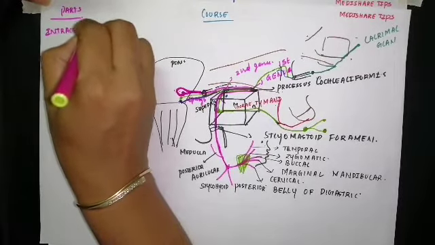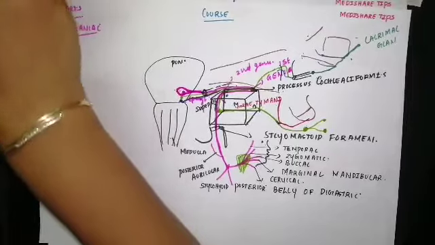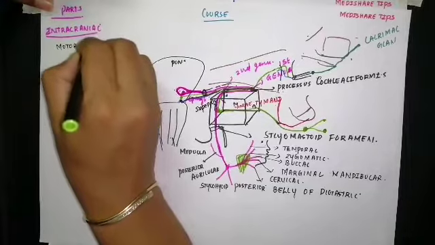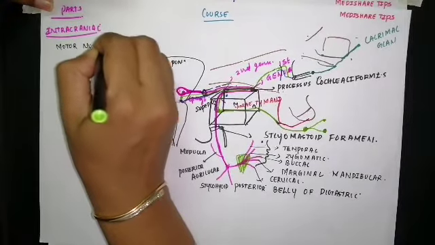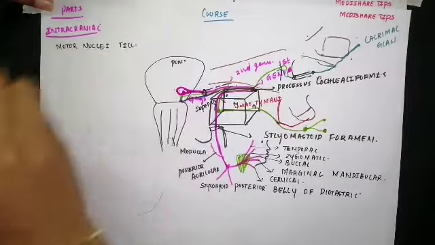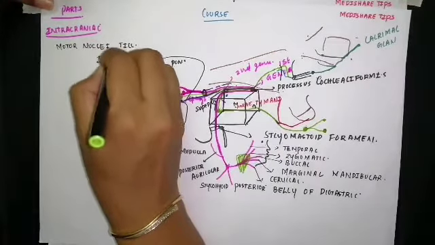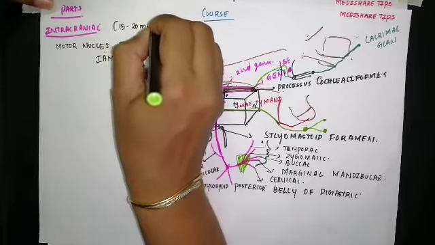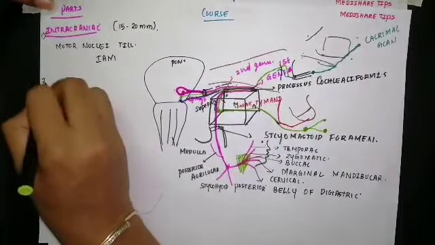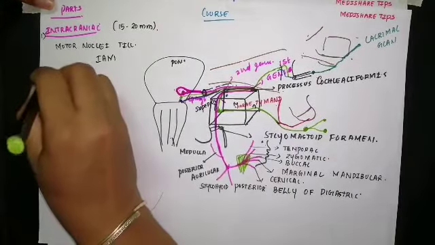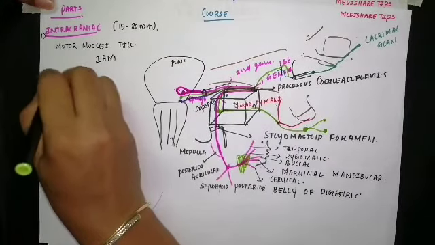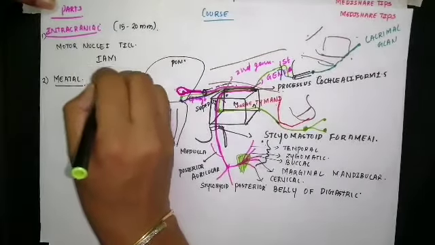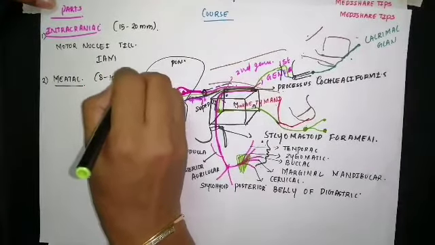So the intracranial part starts from the motor nuclei till the internal acoustic meatus. That length is approximately 15 to 20 millimeter. Next, it enters the internal acoustic meatus. That part is known as the meatal part or intrameatal part. The length is 8 to 10 millimeter.